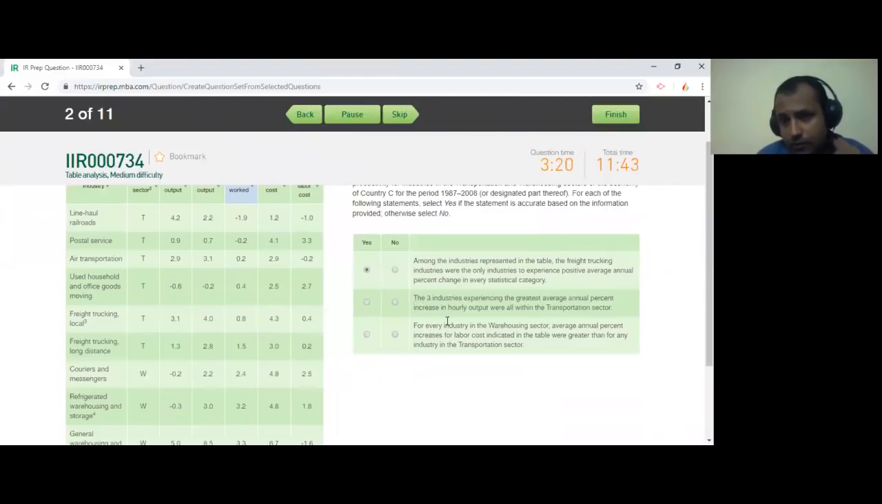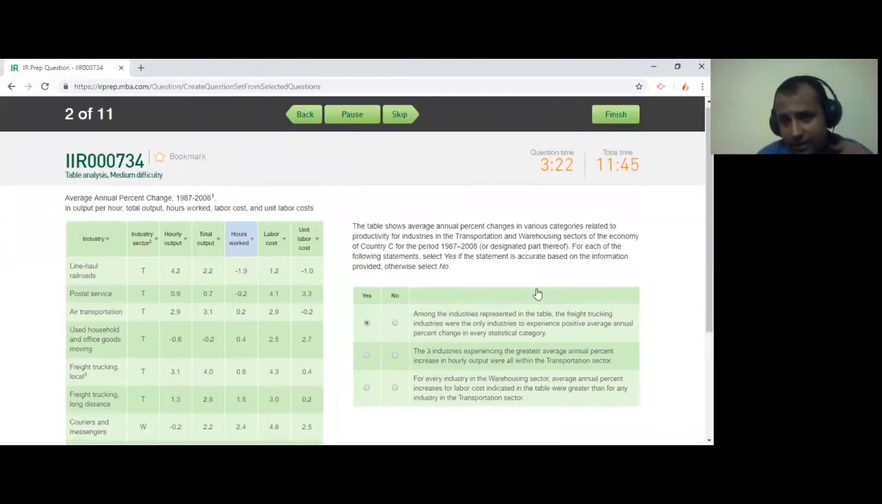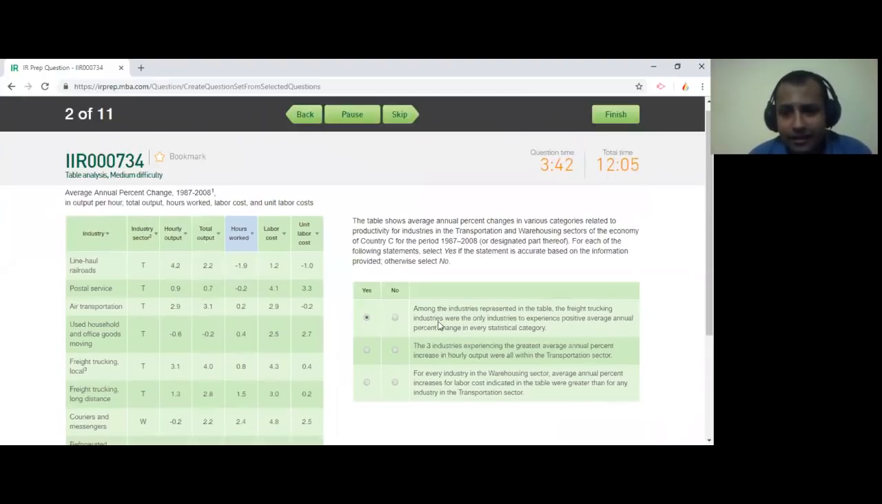Let's move on. Again, you're seeing the format which I was trying to describe. You have three problems, three statements, and you need to verify that using the data given to you. Based on the statements, you need to arrive at a yes or no. So it's one problem, three parts. You need to get all of them right. That's the catch. Right, moving on.